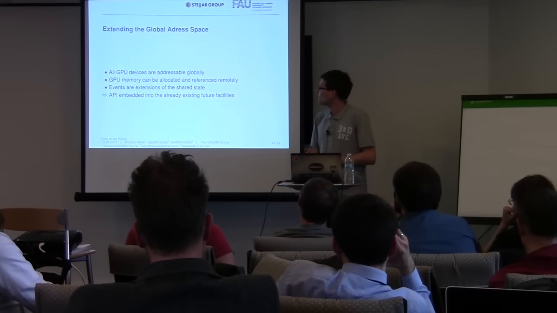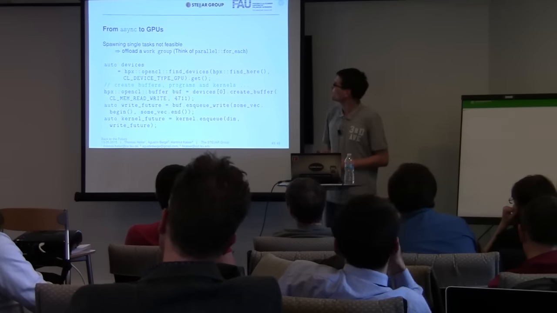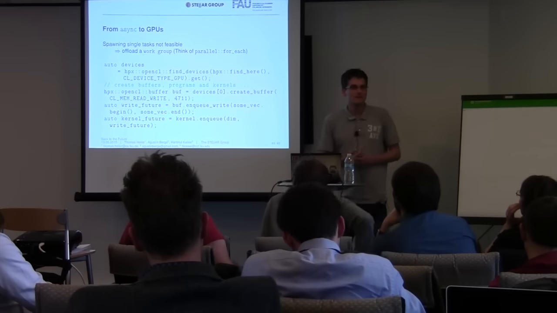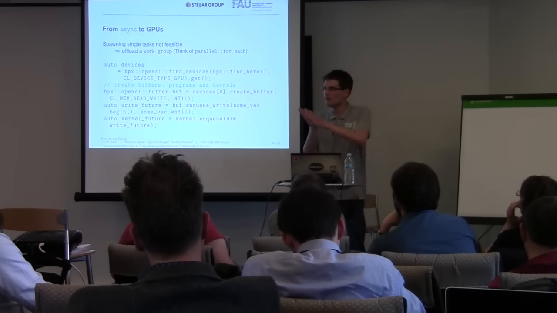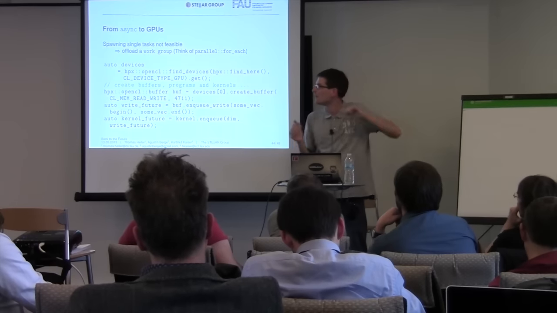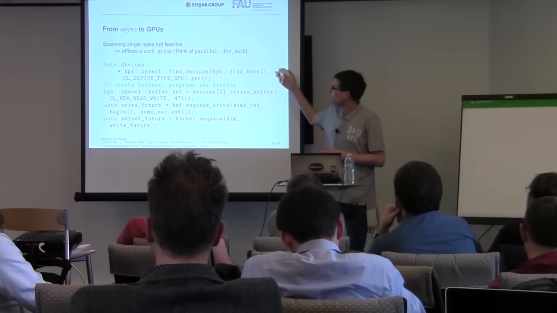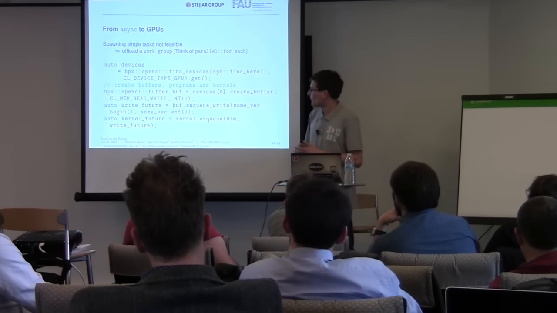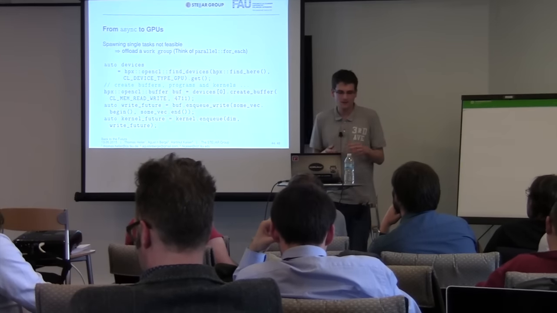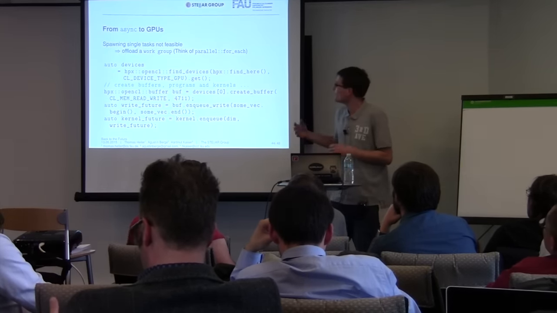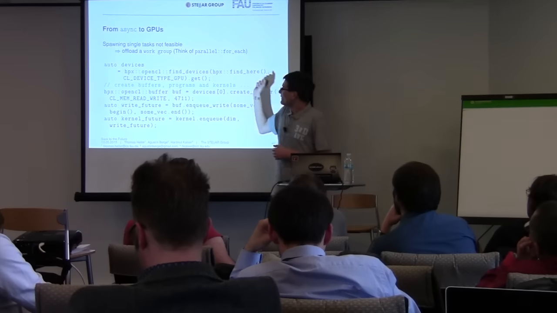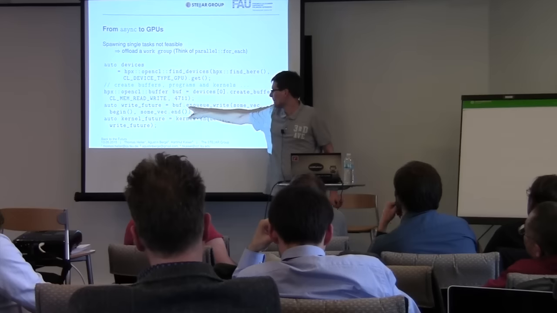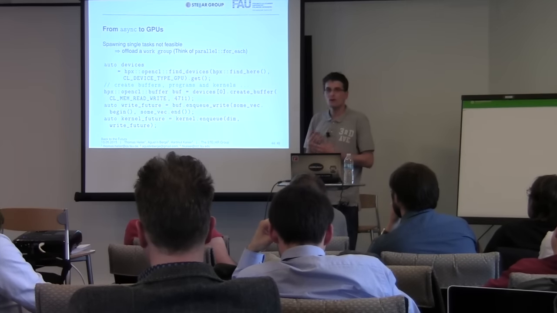I think that's pretty nice. And here's how it works. The slide's called from async to GPUs. Calling a single task on a GPU doesn't really make a lot of sense. You really want to spawn a whole lot of tasks. The current API that we have is very closely modeled on what OpenCL already provides, but in a nice C++ user interface. So you can look for all devices, you can create a buffer on a device, and you can enqueue a write command onto that buffer.